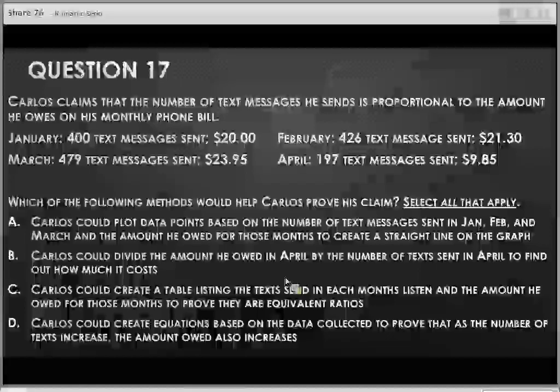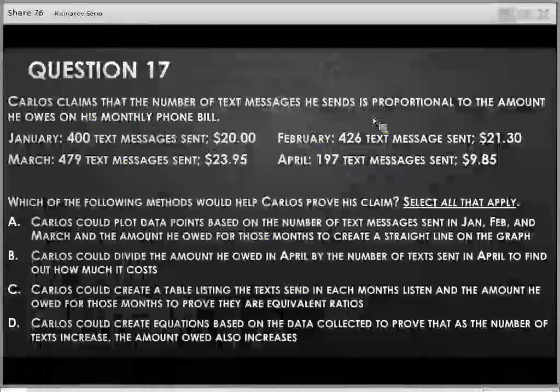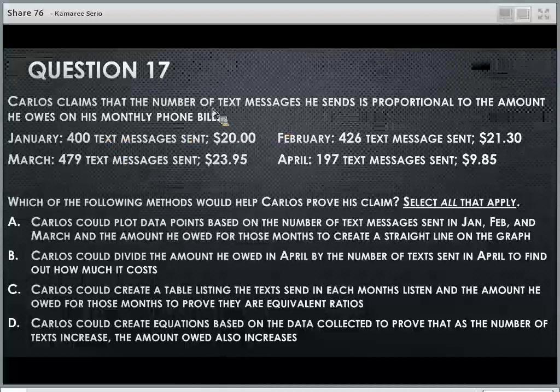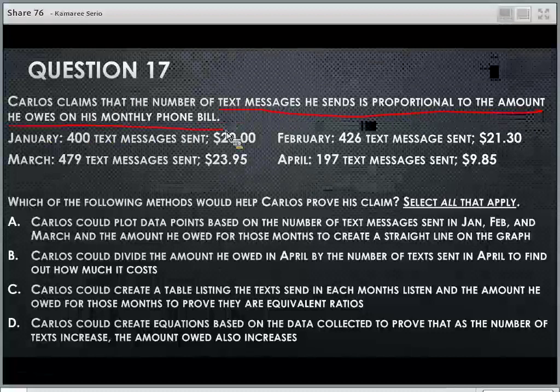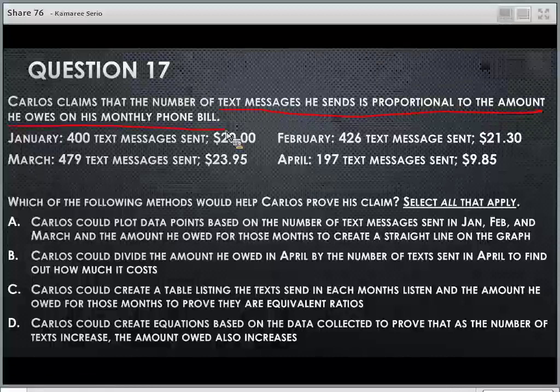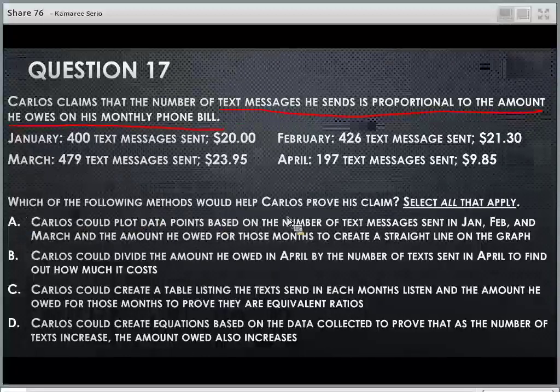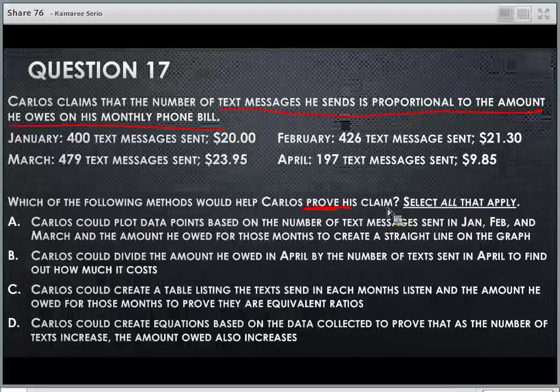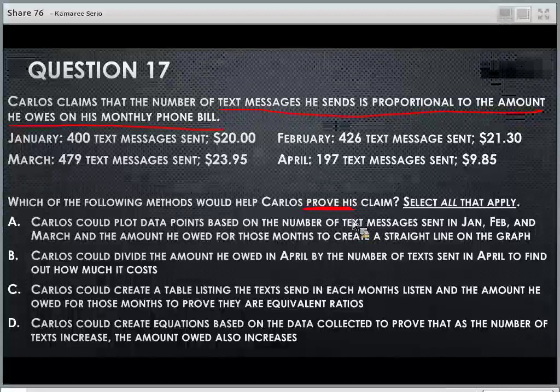All right, here we have a lot of words explaining how Carlos says that the number of text messages he sends is proportional to the amount he owes on his monthly bill. Okay, so what that means is that he says every text message that he sends is the same price every single month. The question is saying which of the following methods could help Carlos prove his claim? Select all that apply. So what you want to do here is think about ways that we have been determining whether or not something is proportional.